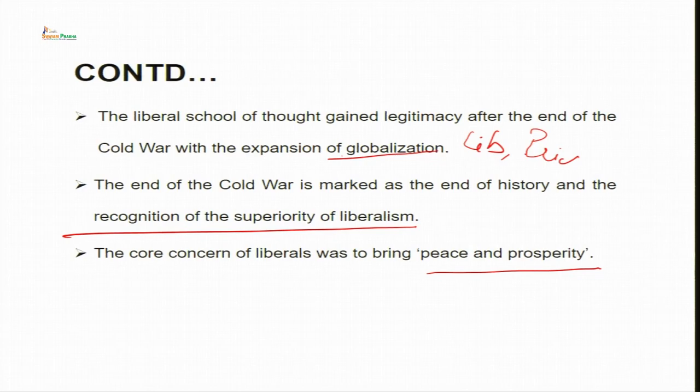So, we can say that the core concern of liberals is to bring peace and prosperity. We have to see good in everything. We have to be optimistic in nature. So, liberals strive for peace and prosperity, unlike realism that emphasizes competition, conflict, and war. In contrast to realism, liberalism works for bringing peace. It strives for cooperation. It strives for the development of all, the welfare of all, peaceful coexistence. These are the main crux of liberalism.